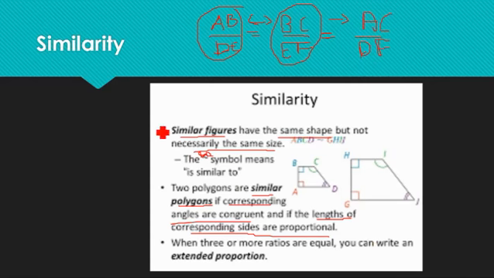I suggest you copy all 3 of these things down, put them in your notes, study them, make sure you really understand them. And if you don't, come to the Math Cafe so we can talk about it some more.